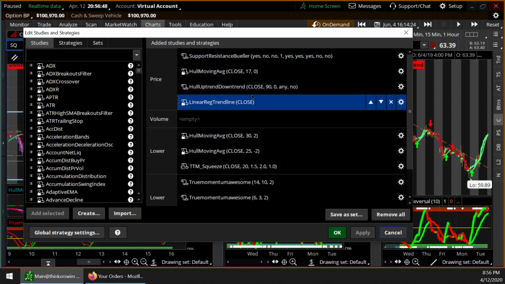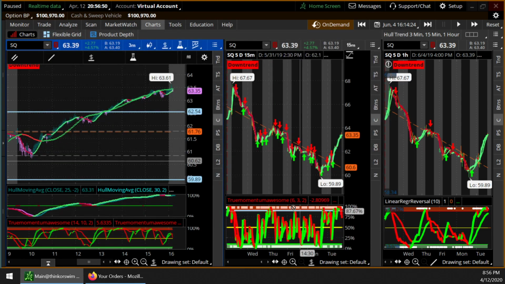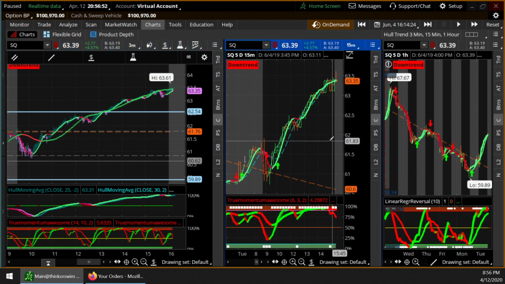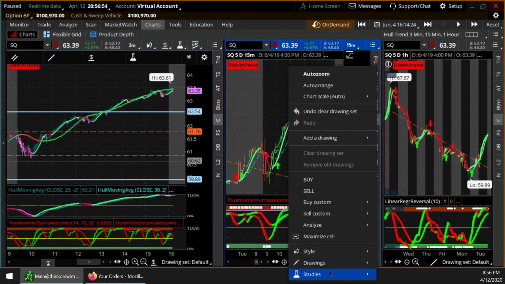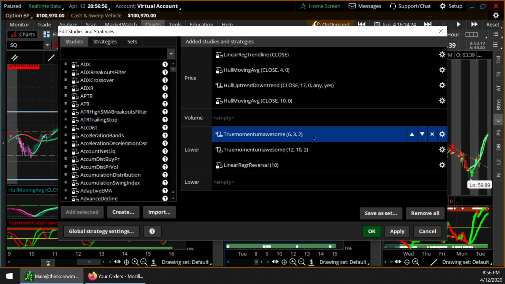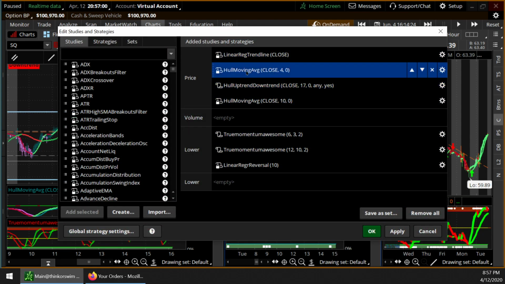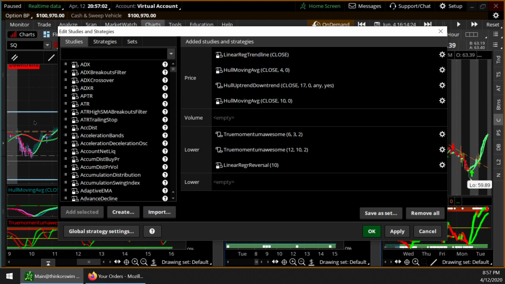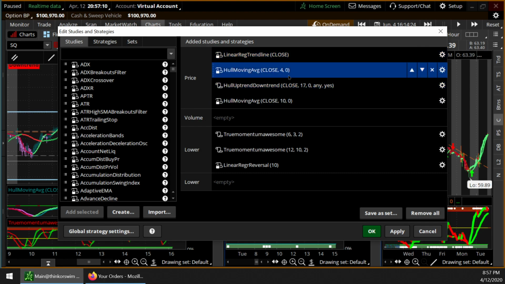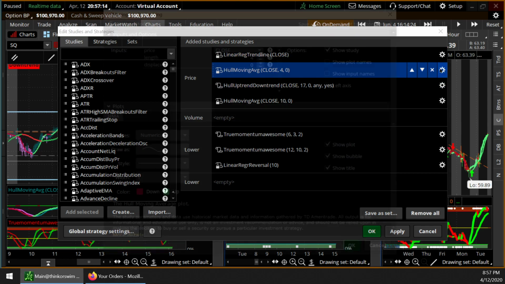Okay, that's all the indicators for the 3 minute time frame. Now for the 15 minute here, on top. Oh, I had linear reg trend line on the 3 minute as well. That's just a fun little indicator to have in general. It's not required though. But on the 15 minute, the ones you want are a hull moving average set to the length of 4.